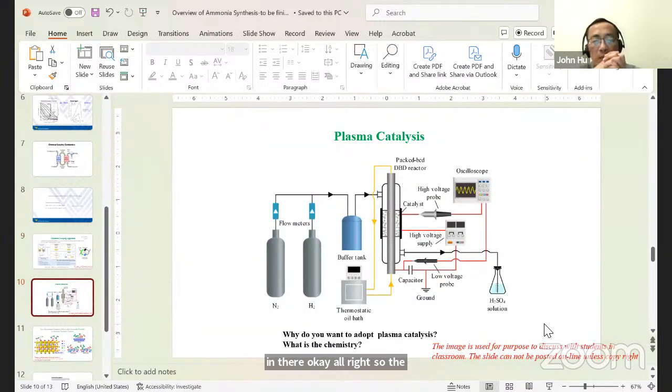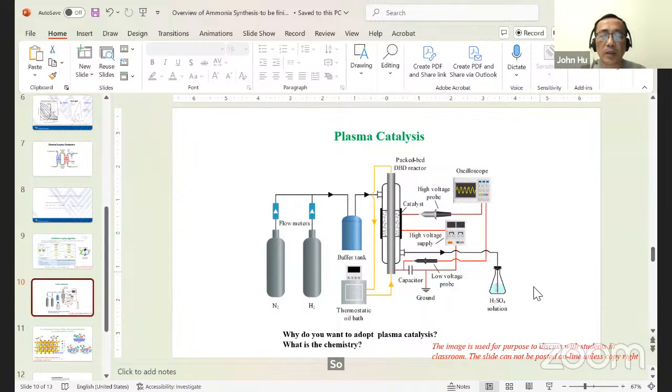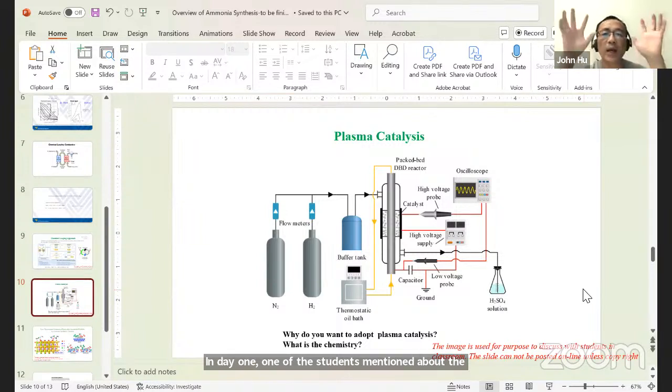The next process is plasma. Before me, Dr. Anand also mentioned the plasma, the different ways to run the plasma to make the ammonia. So why do you run the plasma? Plasma basically is, I think on day one a student mentioned lightning. Yes, lightning is a kind of plasma, because you pre-activate the molecule and then they react.